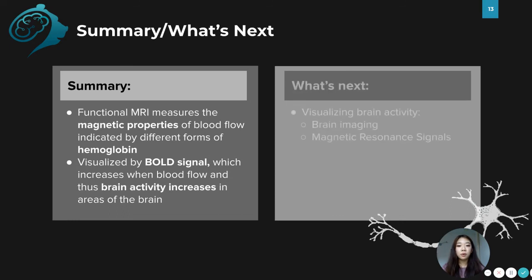So in terms of what's next, the next lesson is going to be talking about visualizing brain activity. So more about how this BOLD signal or the magnetic resonance signal translates to the visual graphs of what we usually think of fMRI as a form of brain imaging. And we'll talk about some other forms of brain imaging as well. So that's that for this lesson.